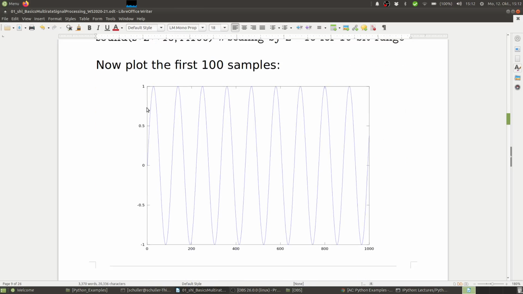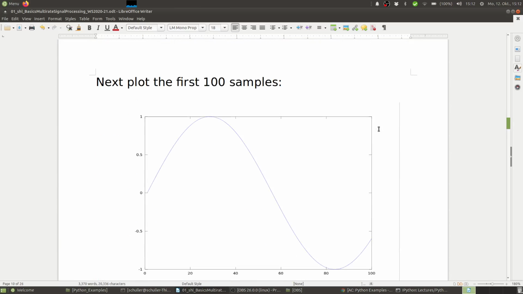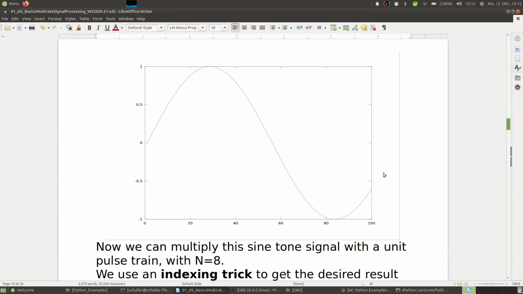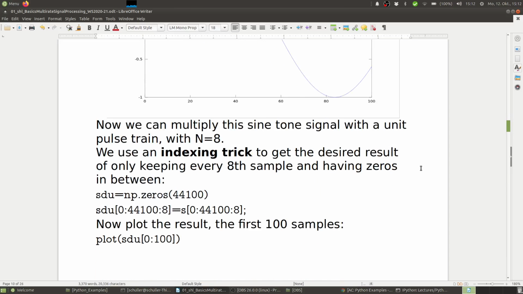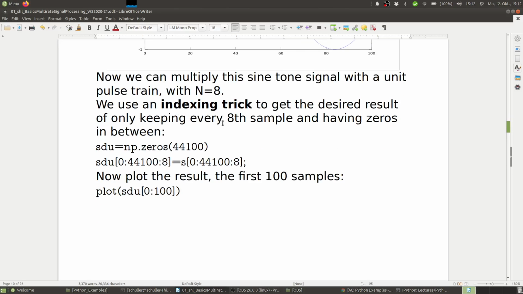You can also plot it. So indeed we see those sine waves. Here are the first 100 samples, nice sinusoid, right? And now we can multiply the sine tone signal with the unit pulse train with capital N equals 8. So we want to do downsampling by a factor of 8. And for that we use this indexing trick to get the desired result.